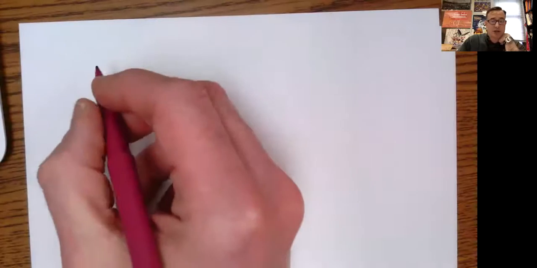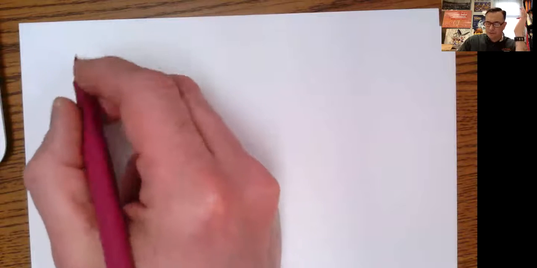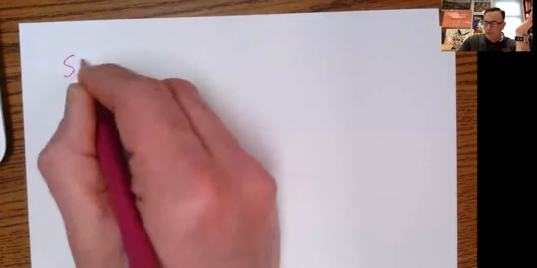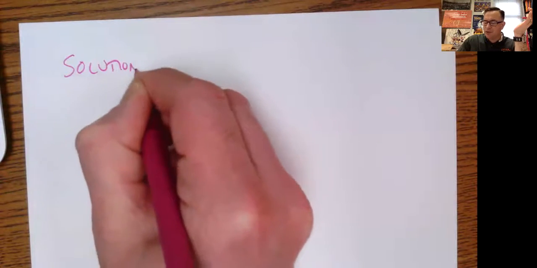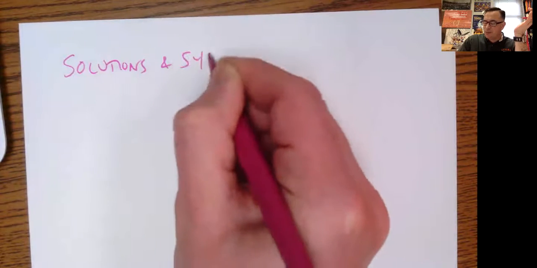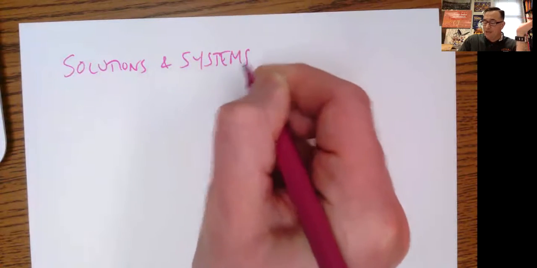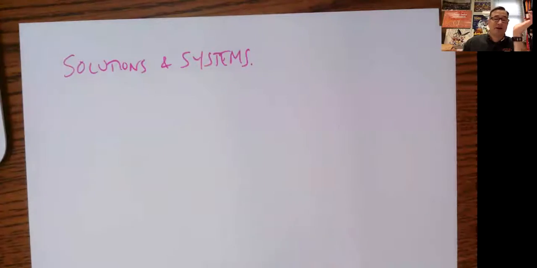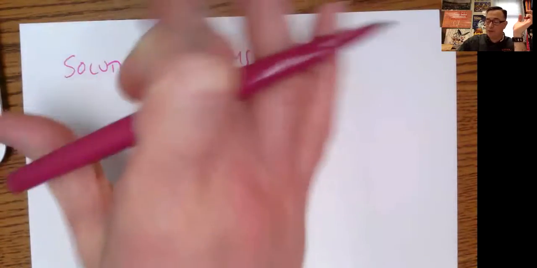Okay, so here's what we're going to do today. Today, what we're going to be talking about is solutions and systems, okay? Now, that is a title that I made up completely off the top of my head because I was trying to think about how to summarize what we're doing today.